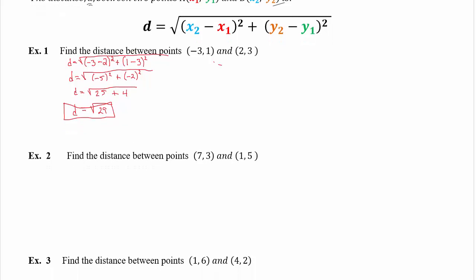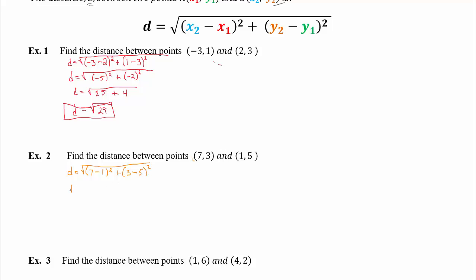Okay, find the distance between (7, 3) and (1, 5). So D equals the square root of, take our first x, 7, subtract the next x, which is 1. Don't forget to square it, plus the first y, which is 3, minus the second y, which is 5.